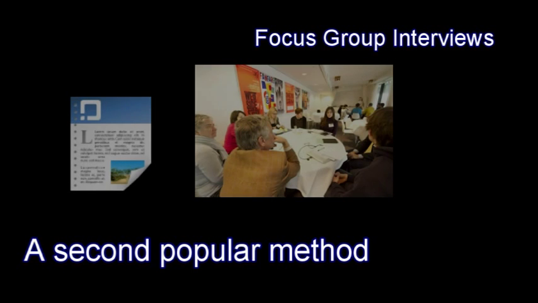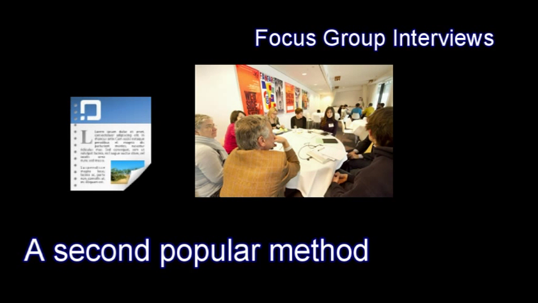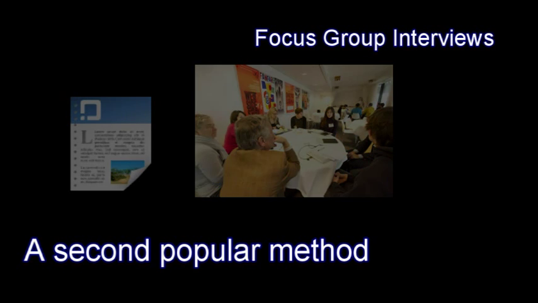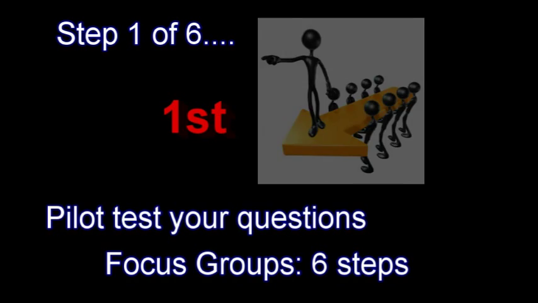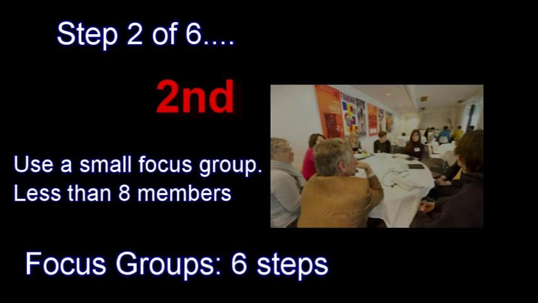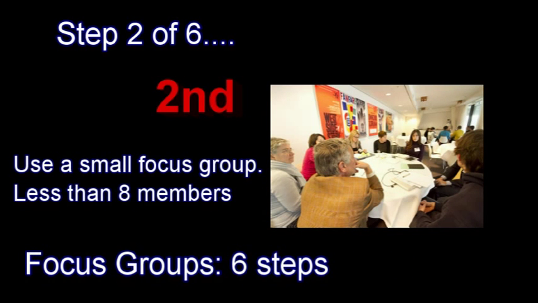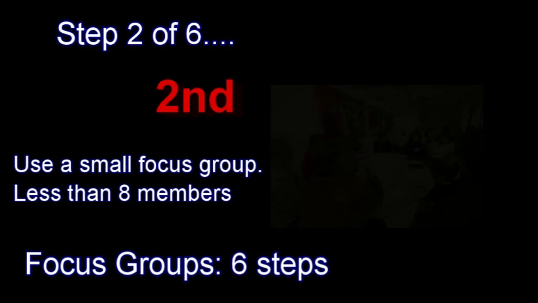The second most popular qualitative research method is focus group interviews. There are 6 steps in undertaking focus group interviews. Firstly, make sure you have pilot tested the questions. Secondly, make sure that you have no more than between 6 and 8 members in the focus group.